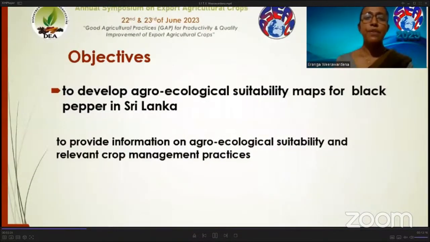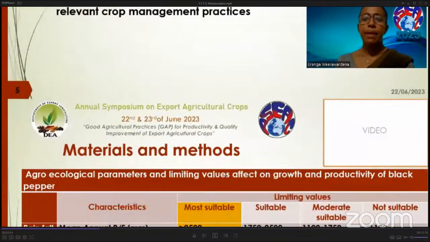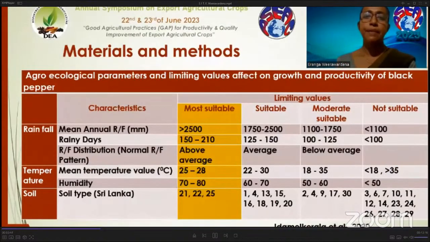The objective of my study was to develop an agroecological suitability map for black pepper in Sri Lanka, to provide information on agroecological suitability and relevant crop management practices to farmers to decide and enhance the growth and productivity of their land. Let's move on to materials and method.